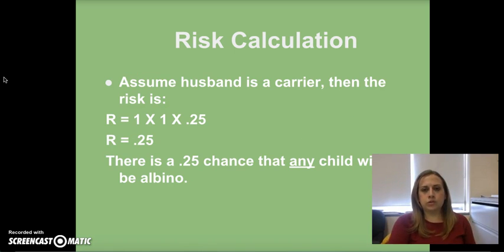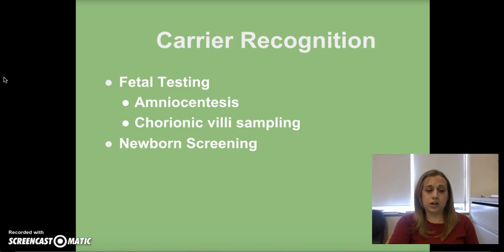However, if this were, let's say, a more severe disorder, we may want to assume, just to be safe, that the husband is the carrier, in which case we would do 1 times 1 times 0.25, and there is now a 1 in 4 chance that any child will be albino.